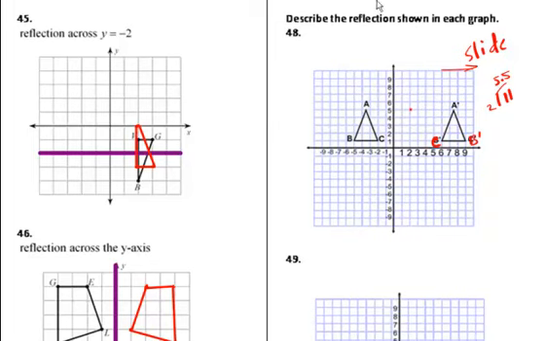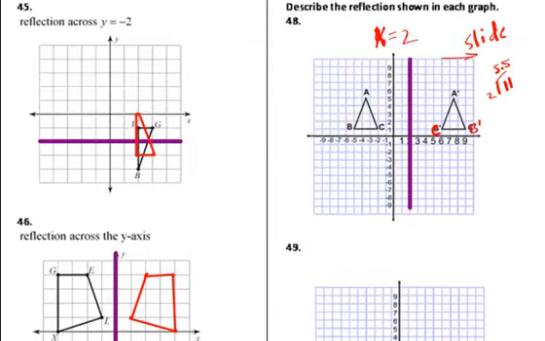Now I can draw my line of reflection. I know that the shapes are going left and right, so my line of reflection has to be vertical. So now I name it. Well, it crosses the x-axis at 2, so x equals 2 is my equation.